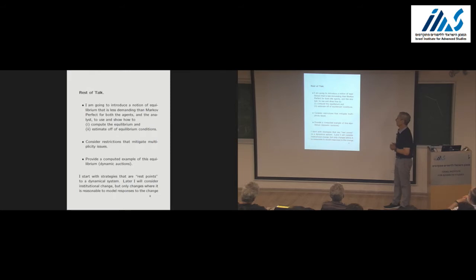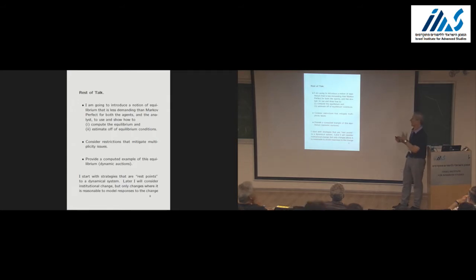So the rest of the talk, what I'm going to do is introduce a notion of equilibrium that's less demanding than Markov perfect. It's the same spirit, but it's less demanding, okay? I'm going to show you how to compute this equilibrium. I'm not going to do estimation, though it's in the notes, so you can look at the notes. And it's going to end up that Markov perfect is a special case of this. Okay, it's broader and simpler to use. But because it's a special case, Markov perfect has already got multiplicity in it, so there's going to be much more multiplicity. Okay, I'm going to show you one way around the multiplicity, or at least most of the multiplicity.